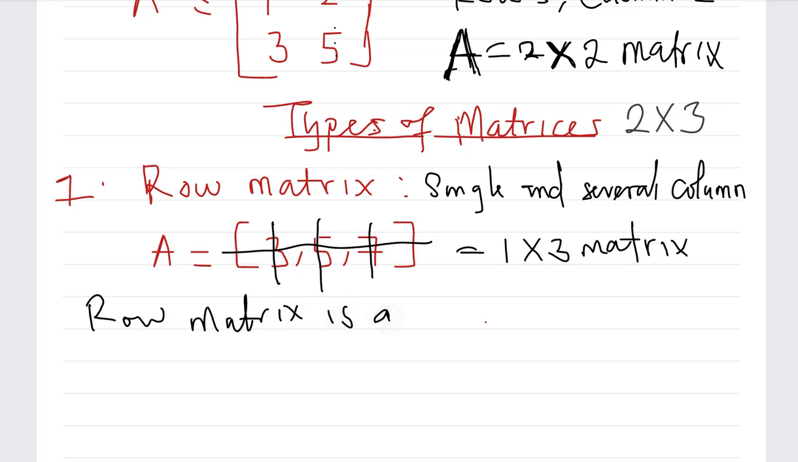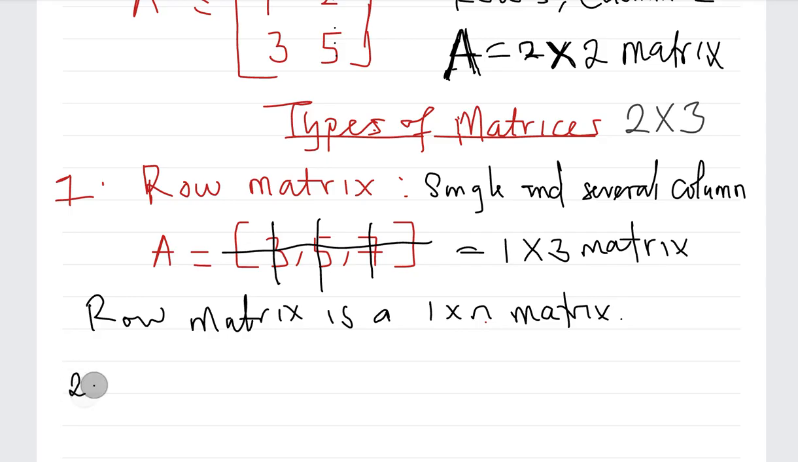is a 1 by n matrix. That means it only consists of one row, but it may have several columns. Are you seeing that now? So that is another thing.